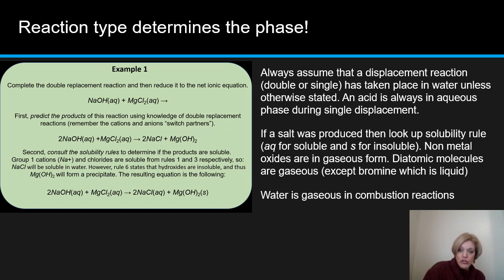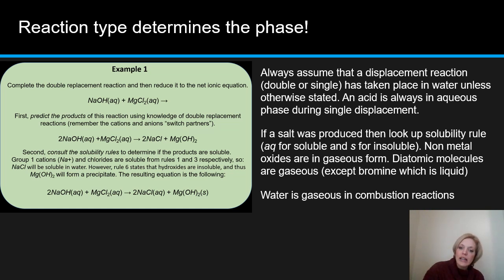Then you consult your solubility rules, because the last thing you're going to do is add your phases to determine the product. Group 1 cations, group 1 ions, and chlorides are soluble, so sodium chloride will be soluble in water. So sodium chloride is going to be aqueous. However, rule 6 states that hydroxides are insoluble, and thus magnesium hydroxide will form a precipitate.